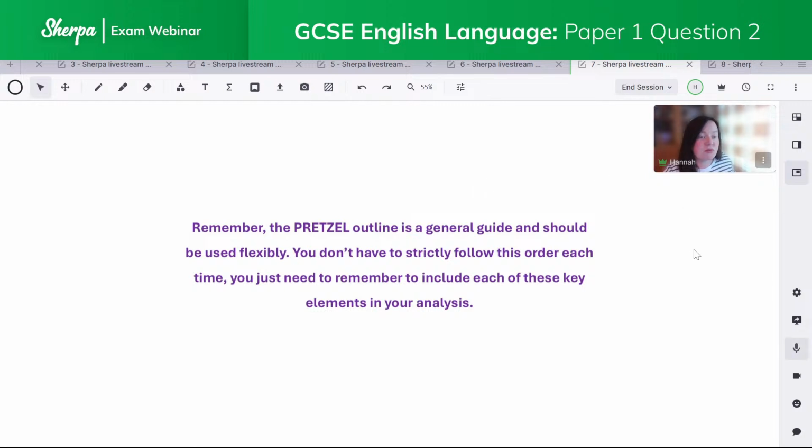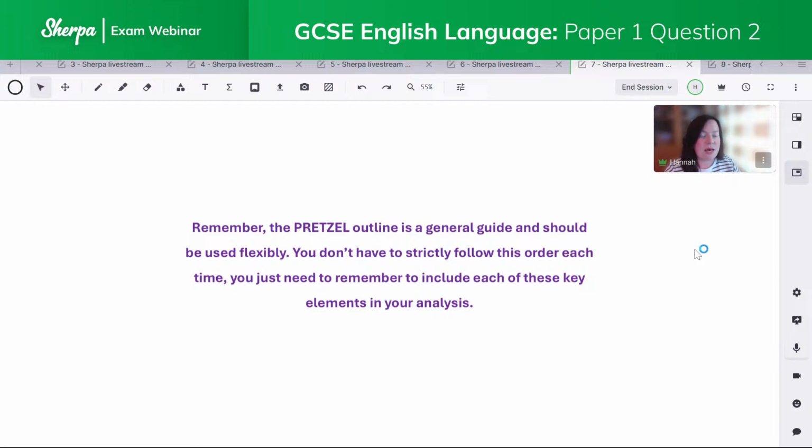As I said, it's a general guide and you can use it flexibly. One thing that students get worried about is, will it sound too formulaic? Will it sound too robotic if I follow the same pattern? And to be honest, if you're doing what you need to do in the exam, it doesn't really matter if you're going to sound a little bit like you're following the same order of analysis. To be perfectly honest, it doesn't, as much as you think. As long as you've got the information that you need and you're explaining it clearly and specifically, it's okay.